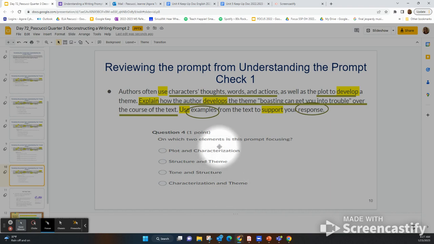But what is this prompt focusing on? Okay. Is it focusing on the theme? Or is it focusing on characterization and plot? Well, geez, I don't know. You're going to have to kind of decide. Is it plot and characterization or characterization and theme? I'm going to guess that it's going to be plot and characterization because, guys, it's what's in the first line of the prompt. We do talk about the theme, but the 2 elements in which it's focusing on are listed up here in the first part. So it's going to be plot and characterization.